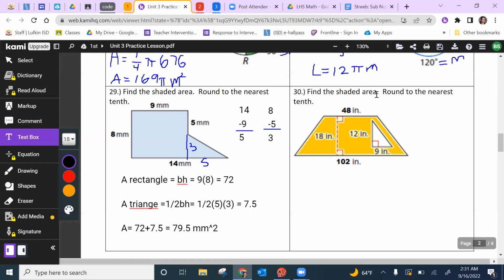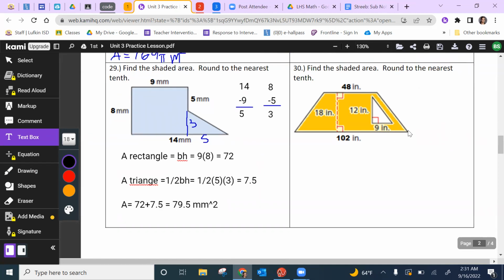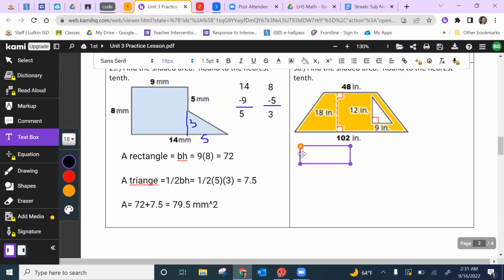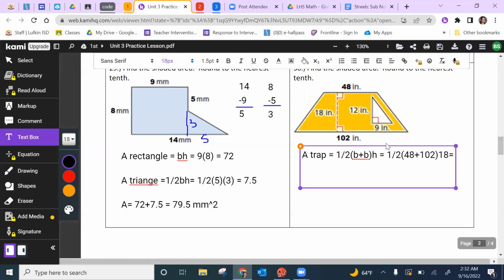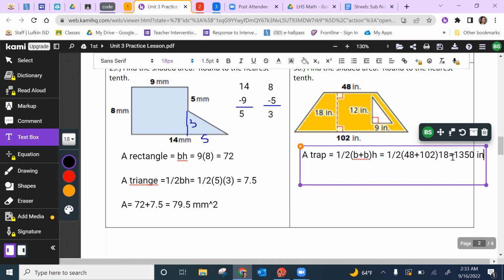Last one, we want to find the shaded area. And we have a trapezoid and a triangle. So we need to find the area of the trapezoid and the area of the triangle. So for the area of the trapezoid, remember our formula is 1/2 our two bases added together times our height. Our two bases are 48 and 2. Height is 18. That gets us 1,350 inches squared.